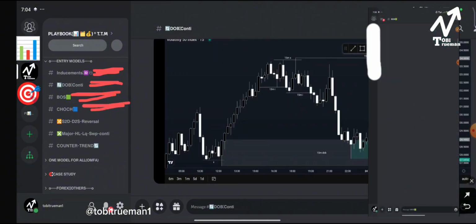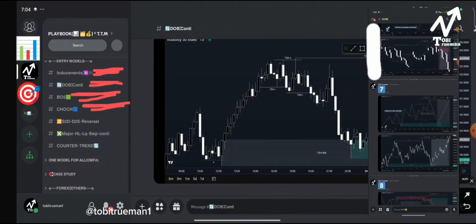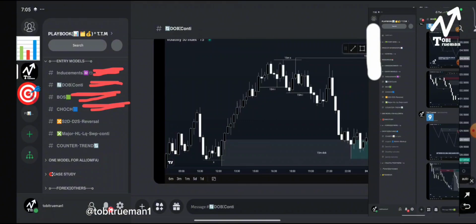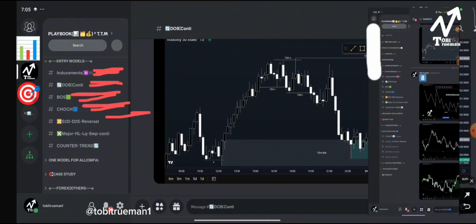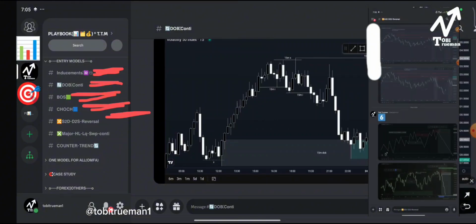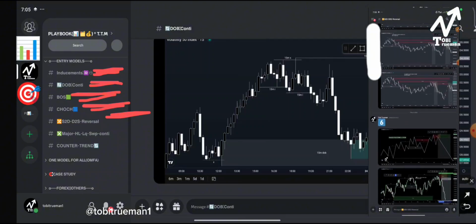After a change of character, they repeat themselves. You just have to check it and see that, okay, this happened before, so there's a very high probability this will also happen again. This type of market structure can also happen again. Then there's what we call S2D, D2S reversal. That's a flip zone. All those things are just an entry model.